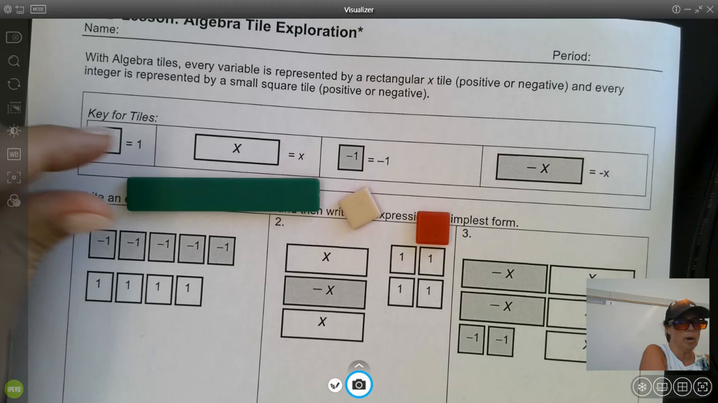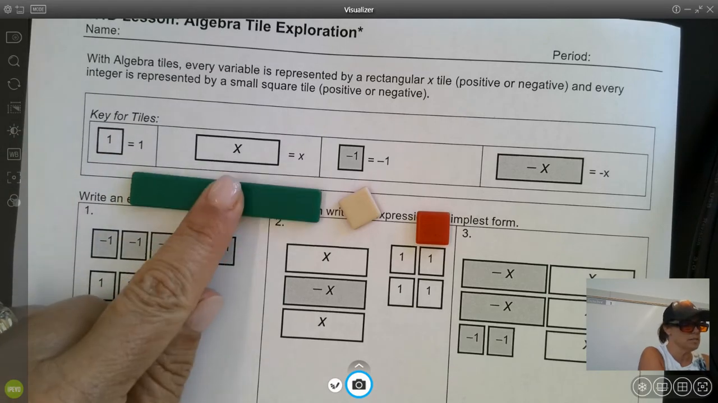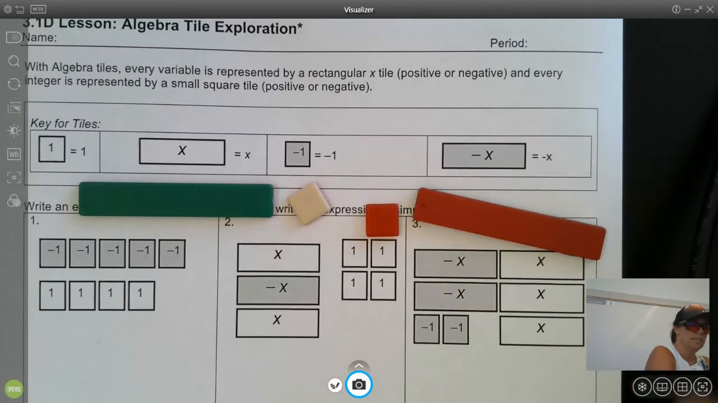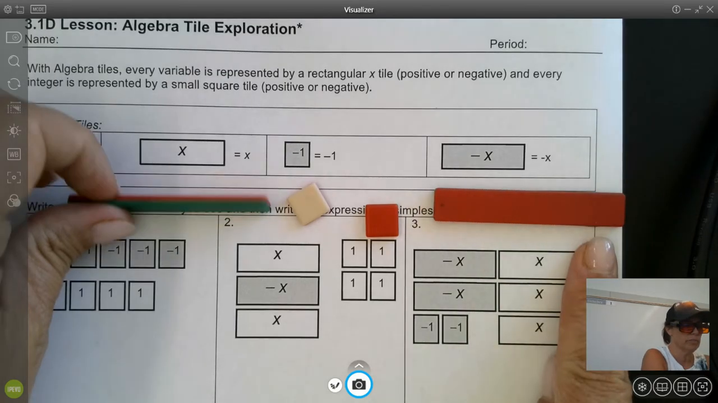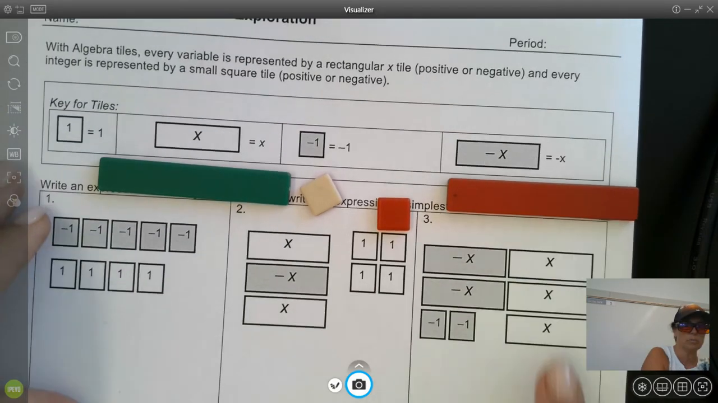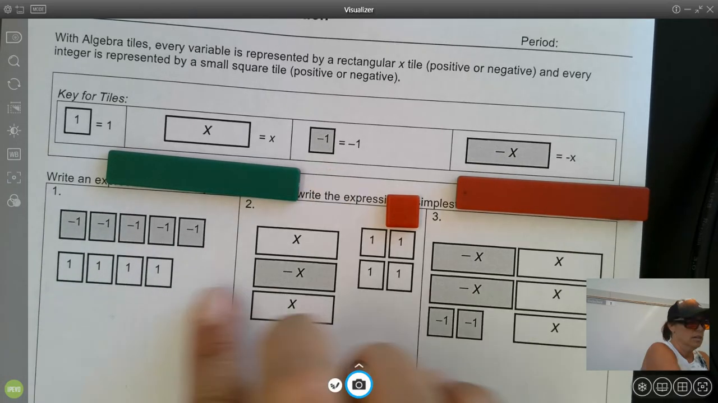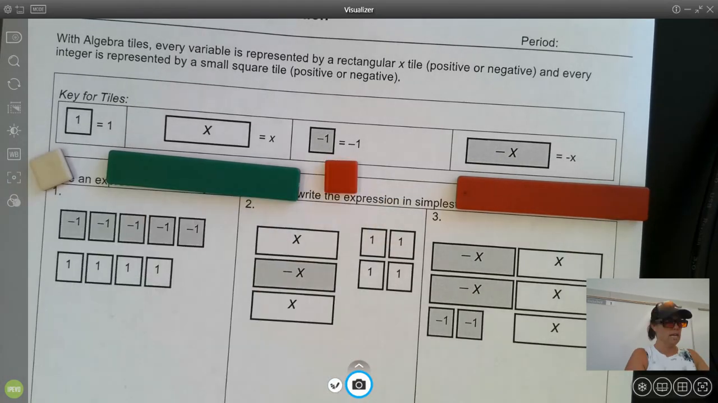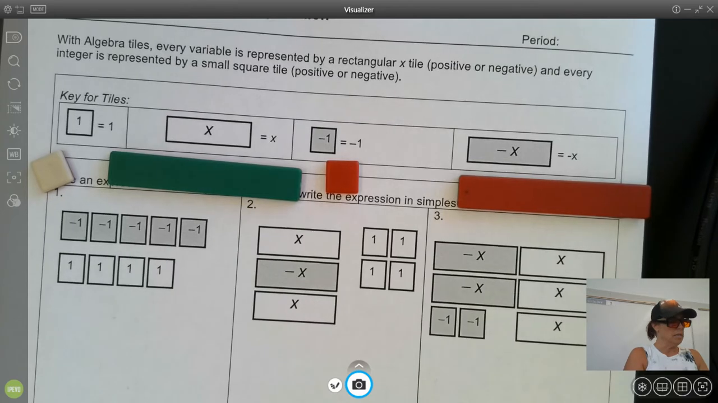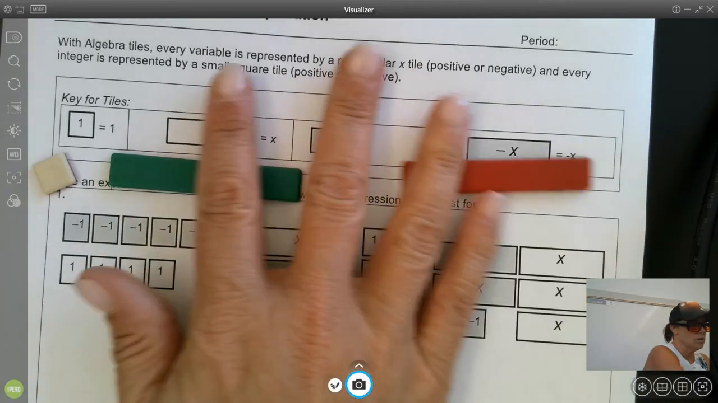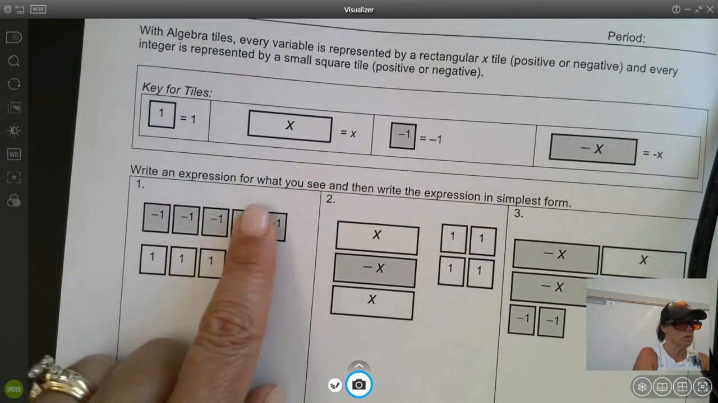And then this bar is represented as an X, and this flipped over to the red side would be represented as a negative X. Okay, so that's what we're looking at if we were dealing with these in class. Using your pencil, we're going to shade in negatives and keep open or empty the positives. All right, so it says write an expression for what you see.